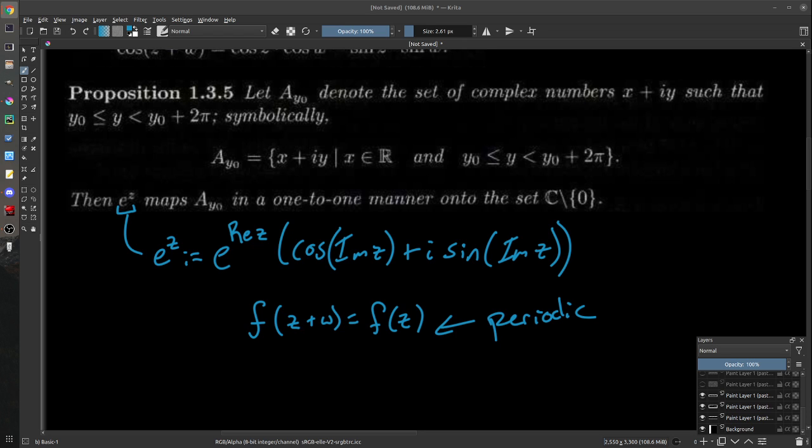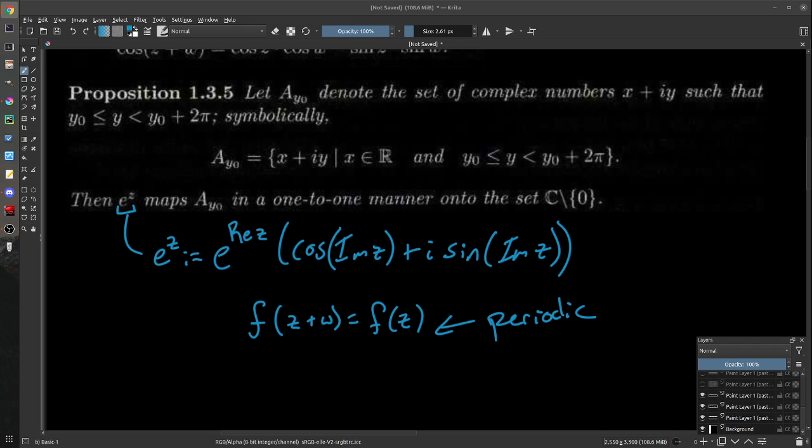So we're going to let A sub y naught denote the set of complex numbers x plus iy, with y, the imaginary part of the complex number, between y naught and y naught plus 2 pi. So it'll be a 2 pi thick strip, not including the top part, starting at y naught on the imaginary axis. So just basically right up like that.